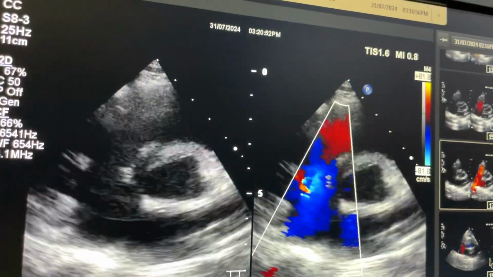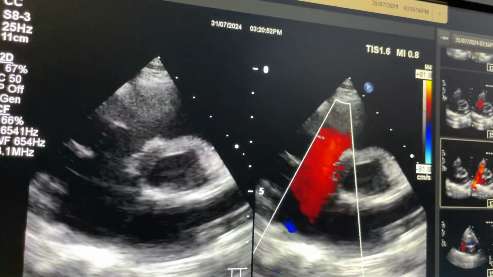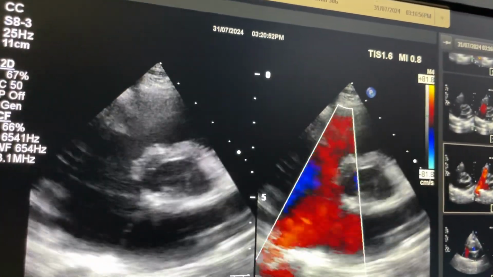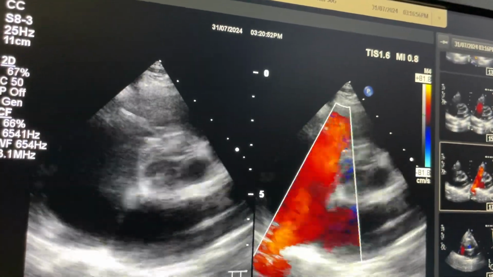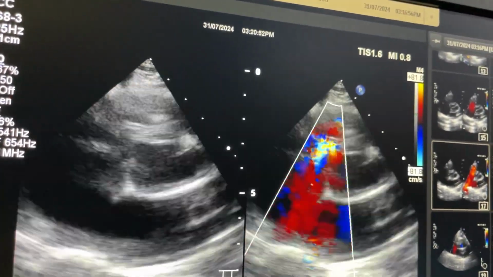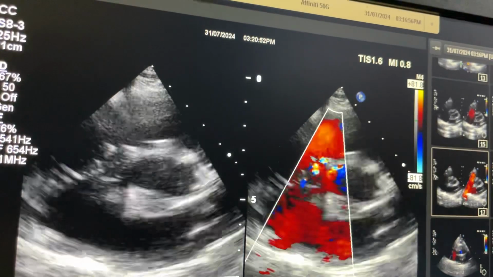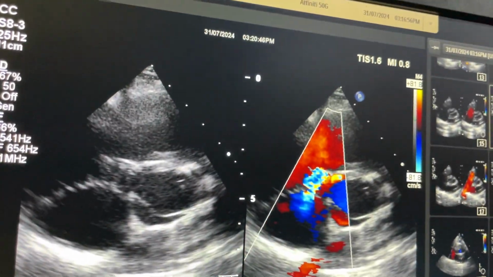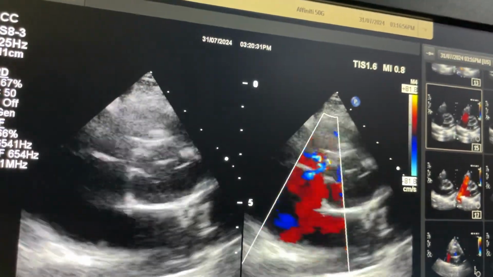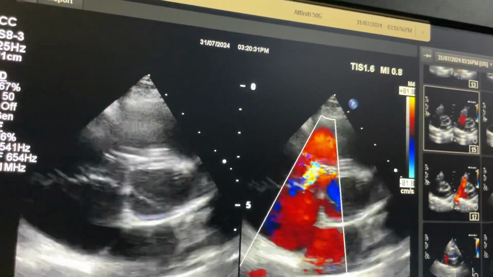It is not from aorta to right atrium, because in case of aorta to right atrium flow will be continuous throughout all parts of cardiac cycle, but here only through the systole. So it is Gerbode defect, isolated Gerbode defect.